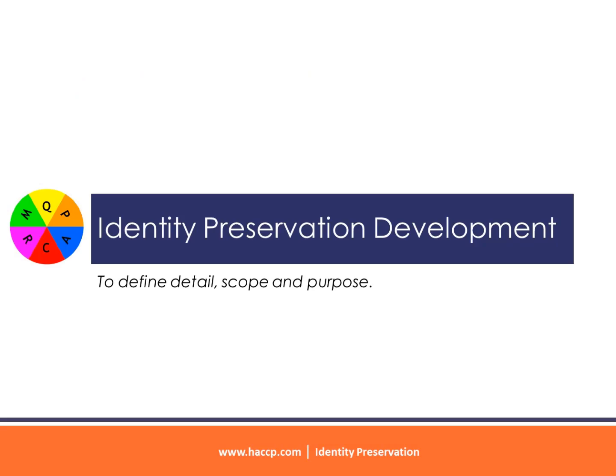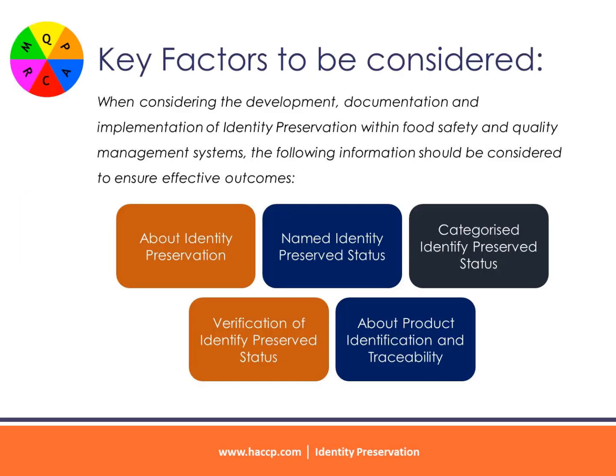Identity preservation development. When considering the development, documentation and implementation of identity preservation within food safety and quality management systems, the following information should be considered to ensure effective outcomes. About identity preservation. Named identity preserved status. Categorized identity preserved status. Verification of identity preserved status. About product identification and traceability.